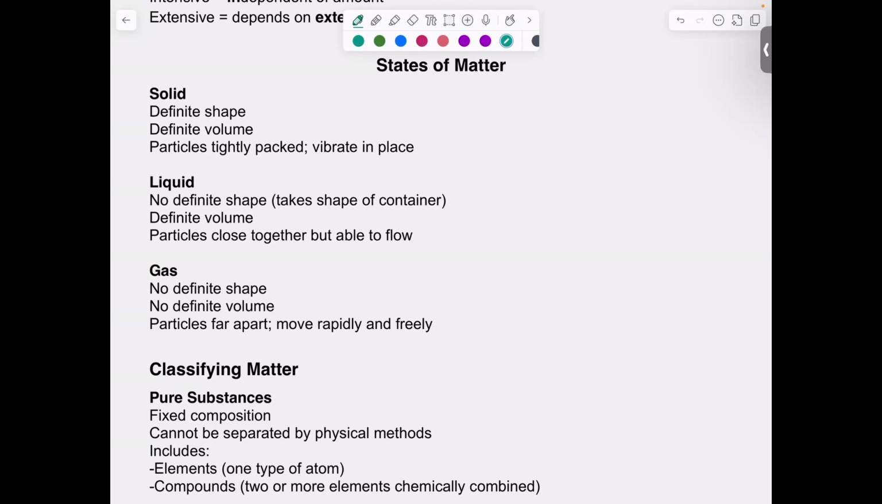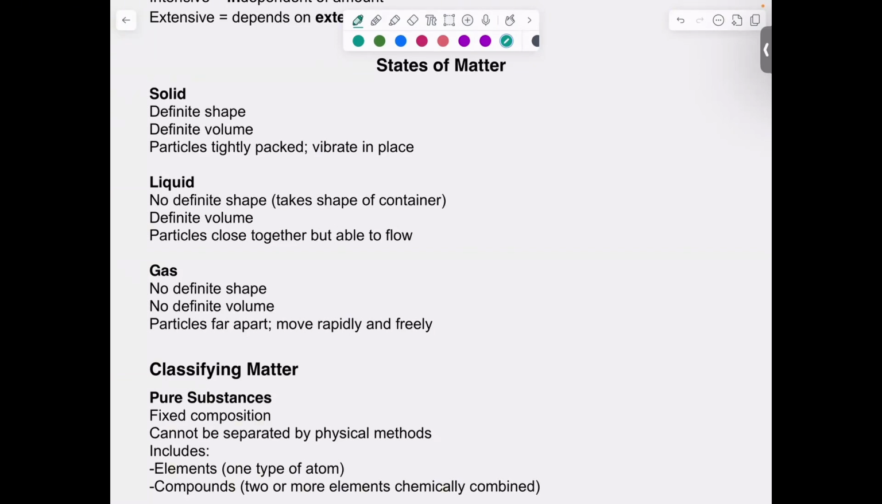Just as a reminder, solids have definite shape and volume, and the particles are tightly packed. So that means the molecules themselves are tightly packed in nice, relatively neat arrangements, but they do vibrate ever so slightly. Not that we as humans would notice, but there are very, very small vibrations in those connections between those molecules.